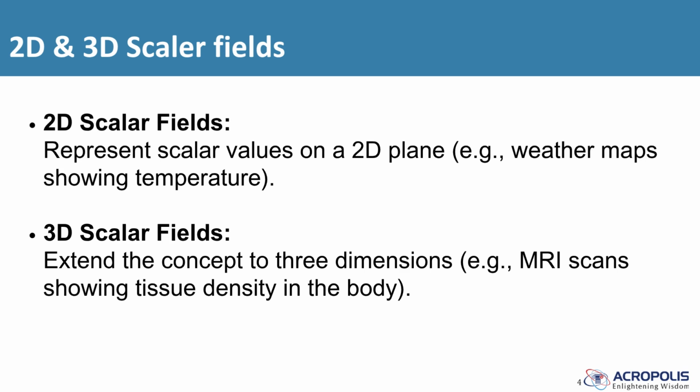Let's explore the two types of scalar fields based on dimensionality. A 2D scalar field represents values across a flat plane. A common example is a weather map that shows temperature across regions. A 3D scalar field extends this idea into three dimensions. Think of MRI scans showing internal tissue densities.